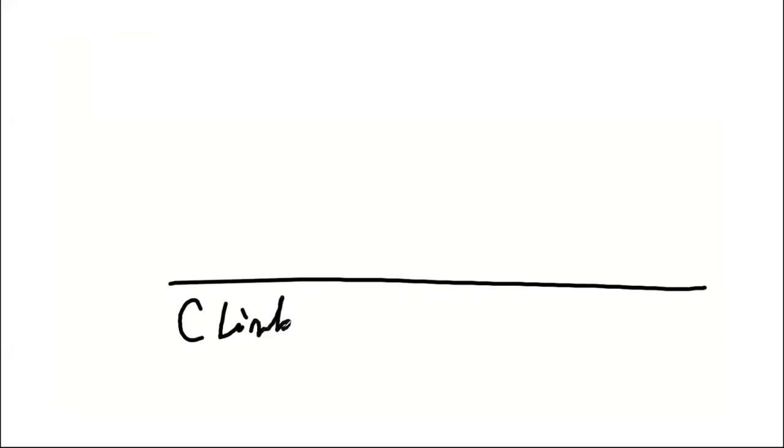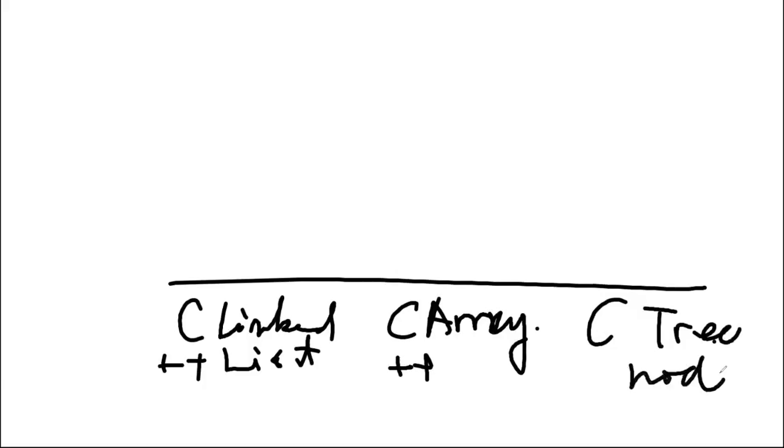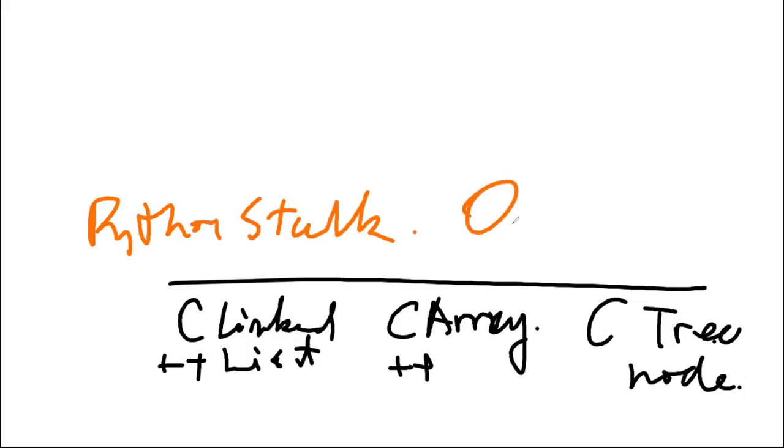We basically finished the C linked list, right? And originally we taught the C array as well. And we also have the homework for C++ version for both of them. And then we also covered the C tree node, right? And we already covered this red one's course, the Python stack so far.